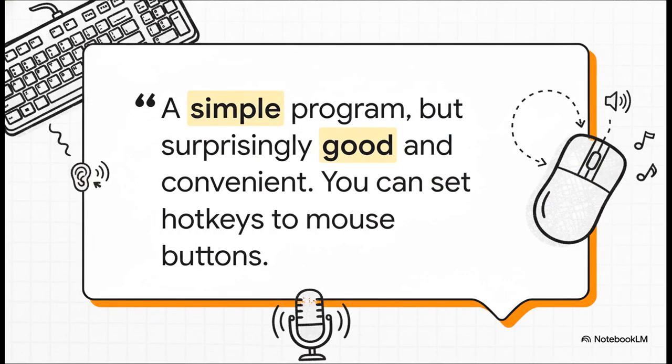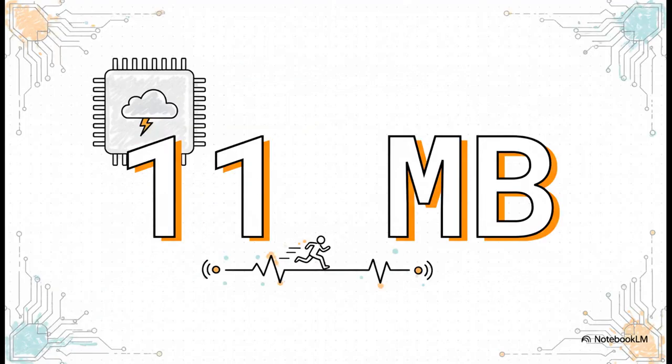Here's another great one. This user points out that it seems simple, but it's surprisingly good and convenient. And they gave a fantastic tip. You can set hotkeys to your extra mouse buttons too. How cool is that for super quick access? And speaking of performance, check this out. Just 11 megabytes. That's the average amount of RAM one user reported it using. For something that's actively messing with your audio in real time, that is insanely lightweight. It's not going to slow your games or your system down one bit.